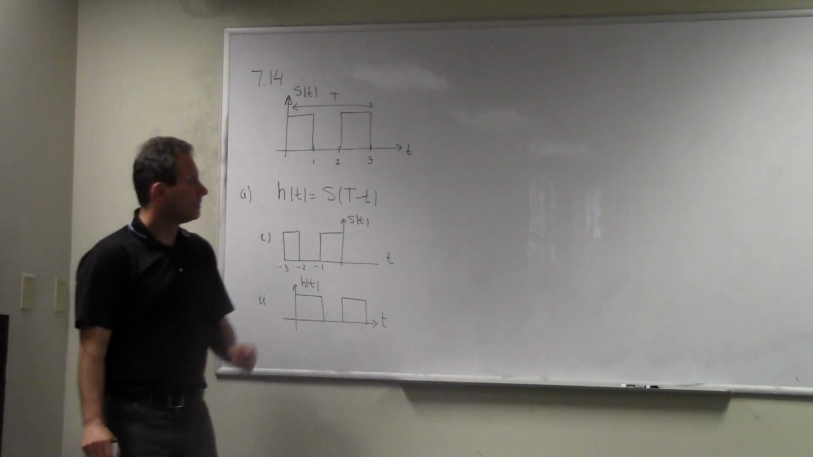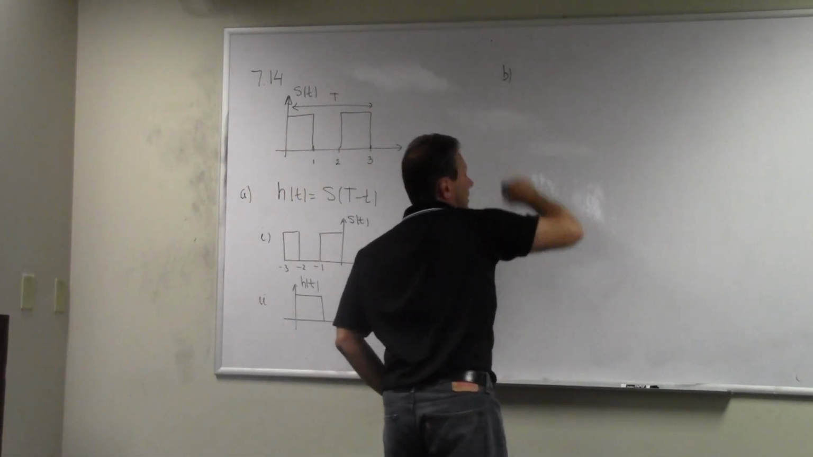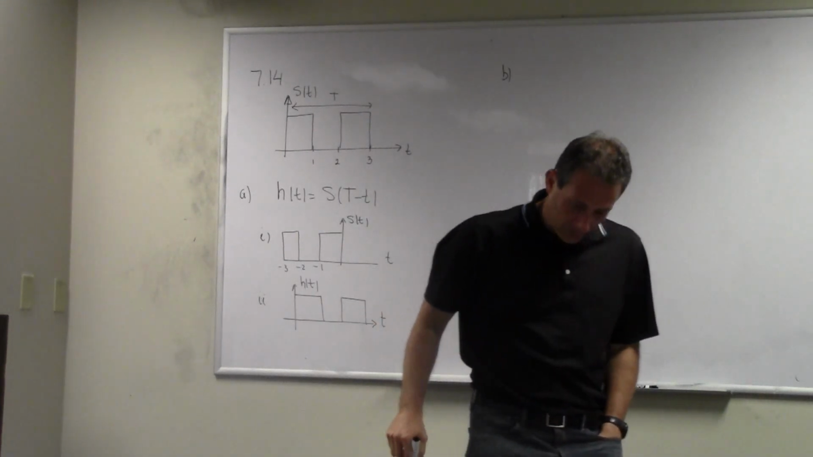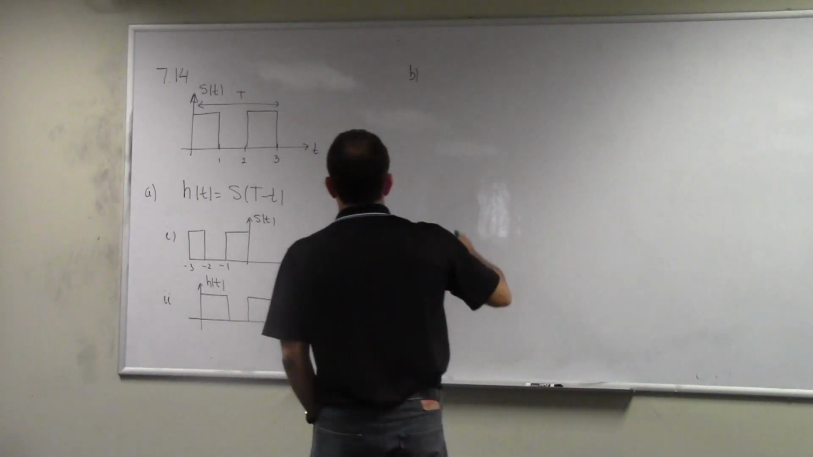Now, so that's part A. Part B, it says, sketch the output of the matched filter to the input S of T. I'm going to do this.